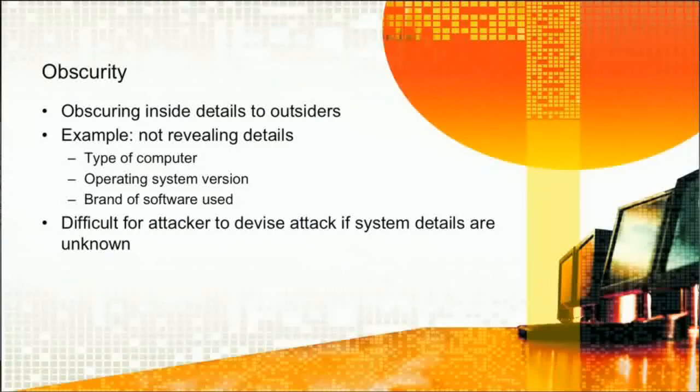Obscurity. Obscuring inside details to the outsiders, not revealing too much, like the type of computer or operating system or the brand of software used. It's difficult for an attacker to devise an attack if these details are unknown. These are how they find the soft underbelly or the soft target.